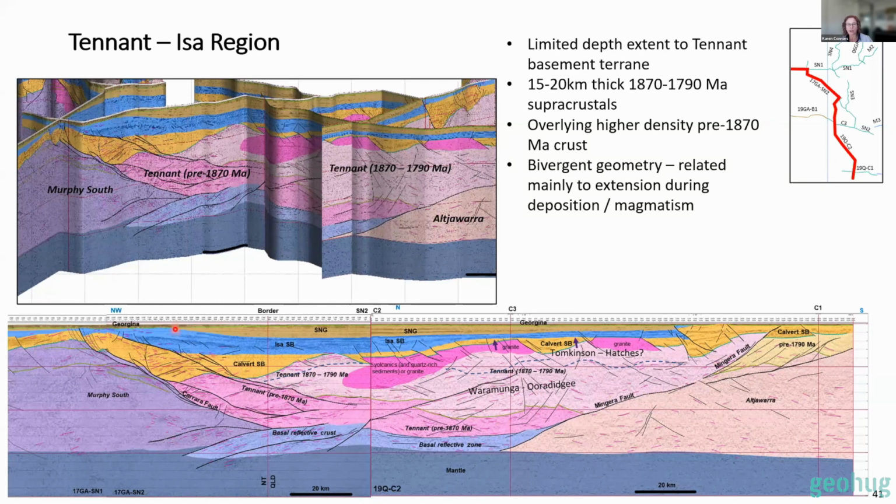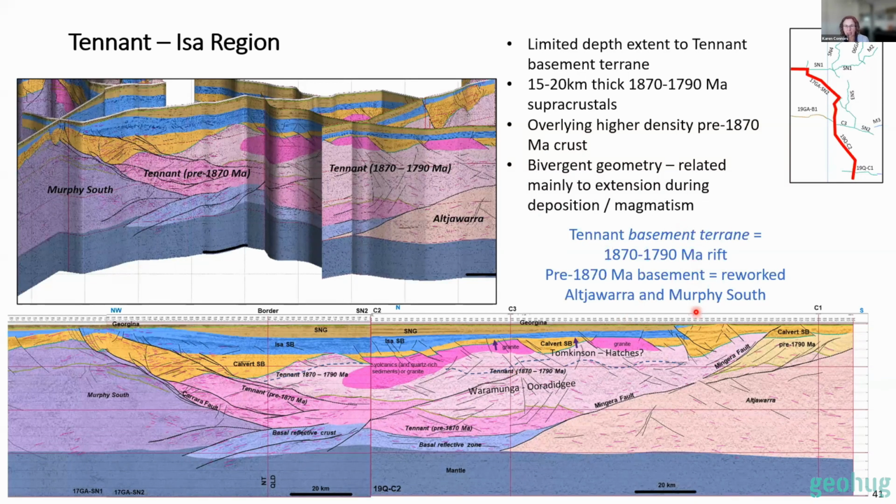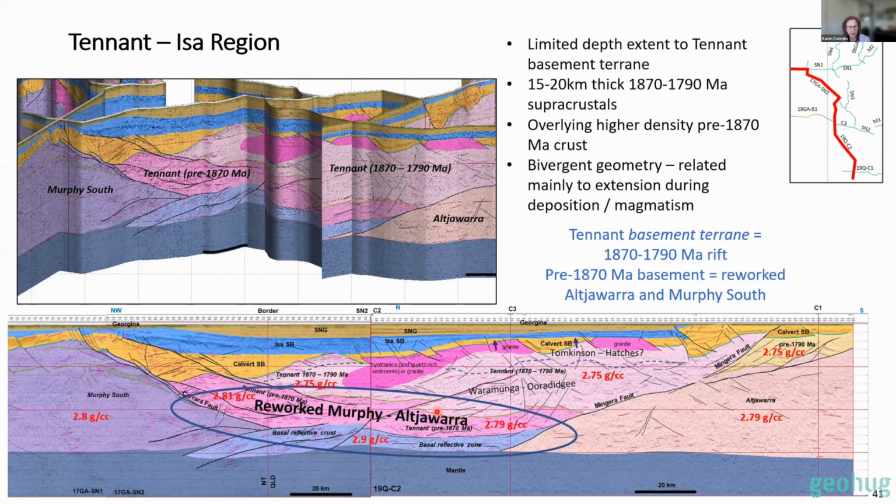So with this divergent geometry, I see this as forming due to extension, and so the Tennant terrain that we see at surface, those boundaries, is dominantly a rift that accommodated the 1870 to 1790 package, and this underlying basement is reworked basement from the Murphy South and the Altuara basement terrains. So there's the density values on top.